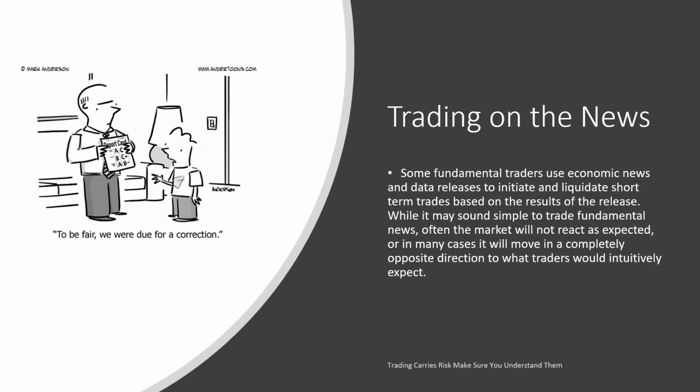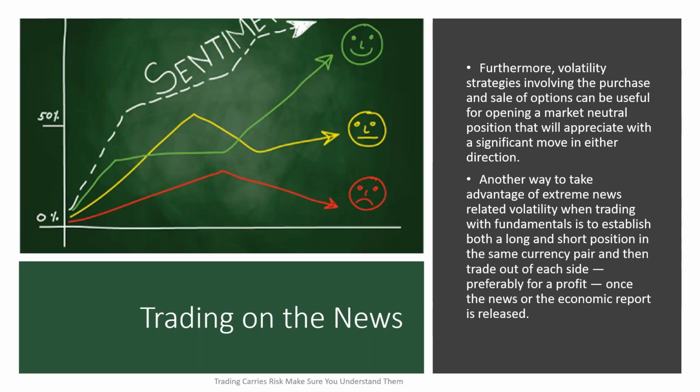Now, some fundamental traders use economic news and data releases to initiate and liquidate short-term trades based on the results of the release. While it may sound simple to trade fundamental news, often the markets will not react as expected, and in most cases, it will move in a completely opposite direction to what traders would intuitively expect. Furthermore, volatility surges involving the purchase and sale of options can be useful for opening a market neutral position that will appreciate with a significant move in either direction.